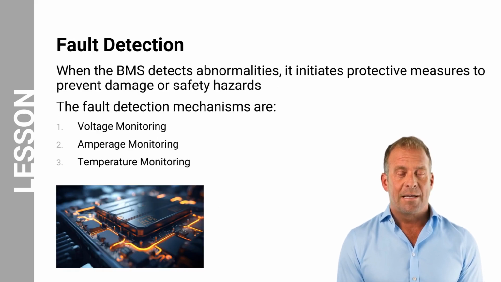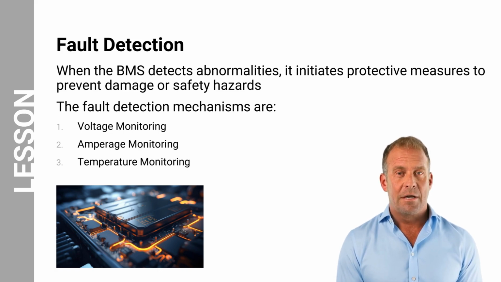When the BMS detects abnormalities such as overvoltage, overamperage, or high temperatures, it initiates protective measures to prevent damage or safety hazards. The fault detection mechanisms are voltage, amperage, and temperature monitoring. The BMS continuously monitors the voltage of each individual cell within the battery pack. If any cell's voltage exceeds its maximum limit, it can indicate a potential safety hazard, such as thermal runaway.